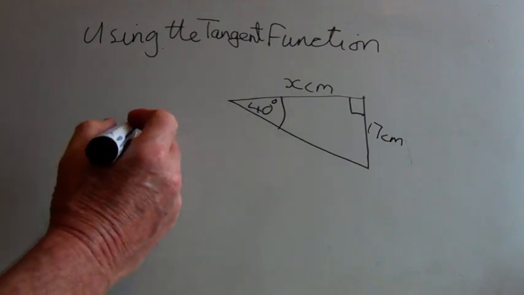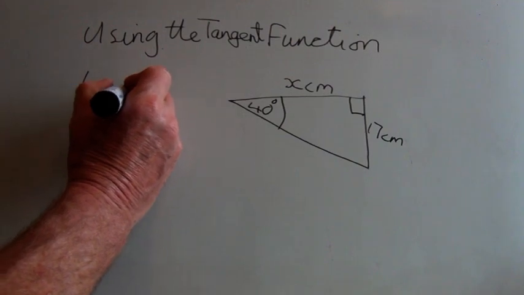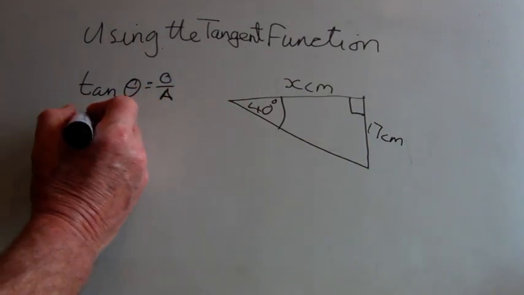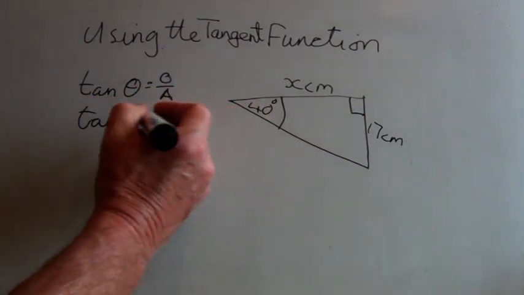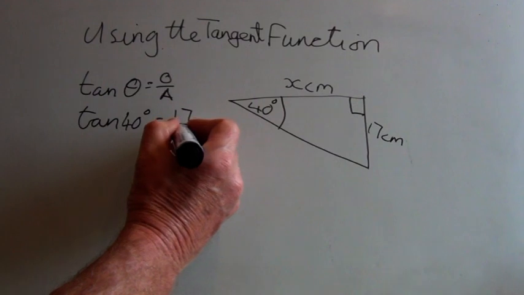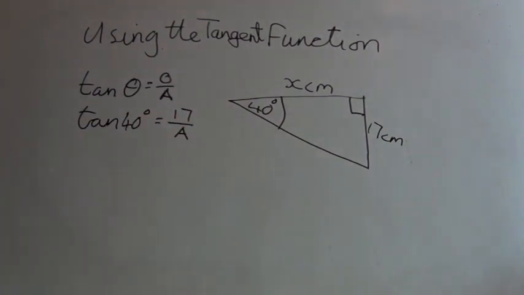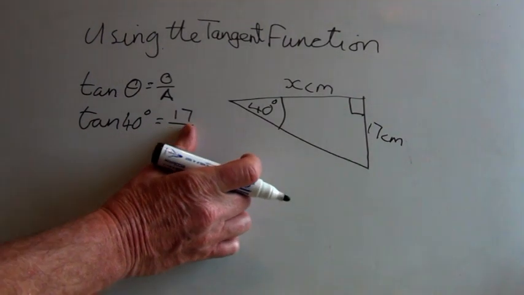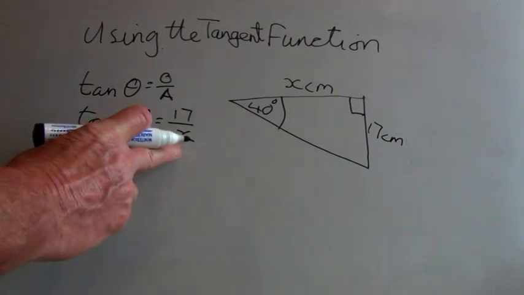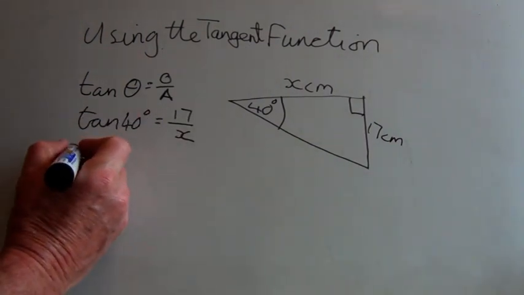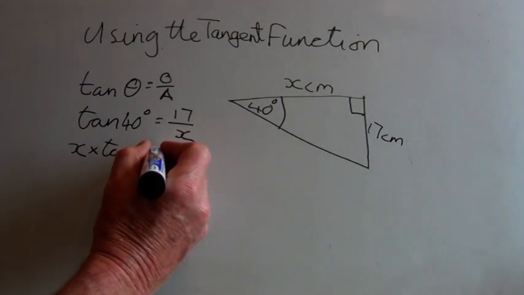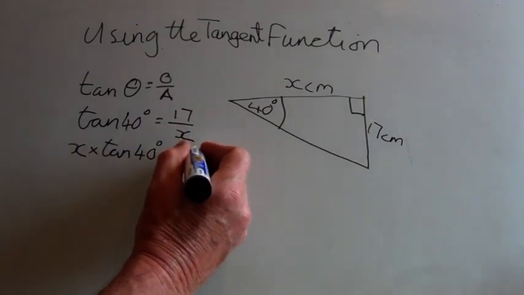Okay, so again, the tan of theta equals opposite over adjacent. So the tan of 40 degrees is equal to opposite, which is 17, divided by the adjacent, which is x. Now you can see we've got a fraction here, so again we need to multiply through by x. So x times the tan of 40 equals 17.